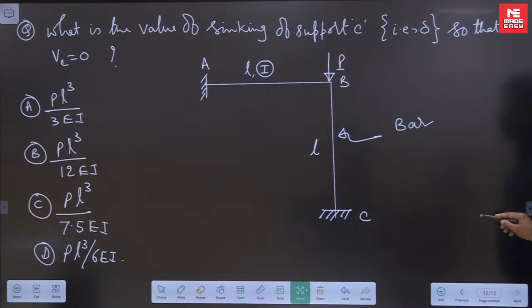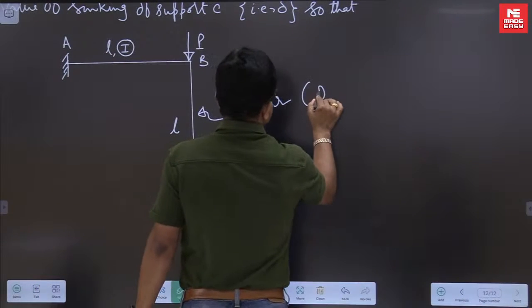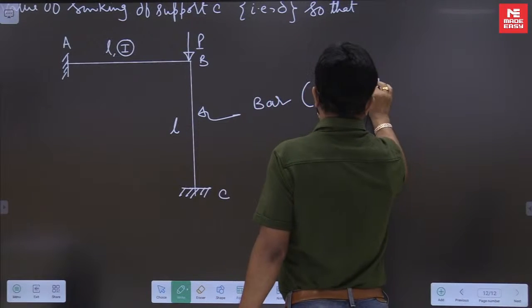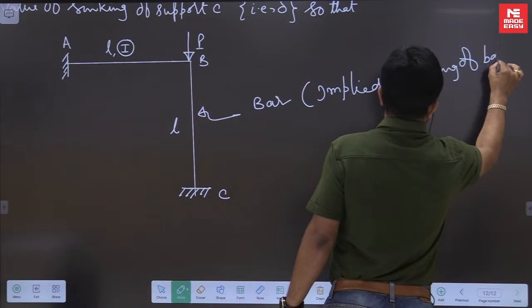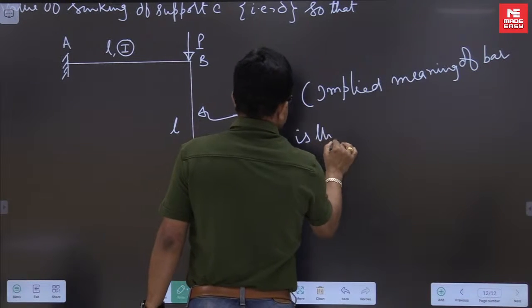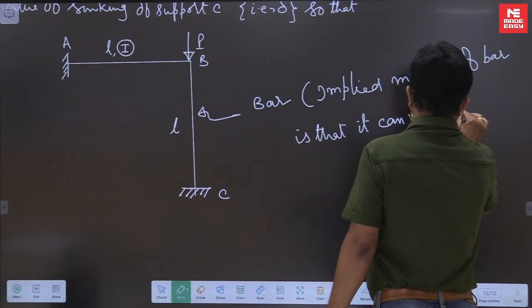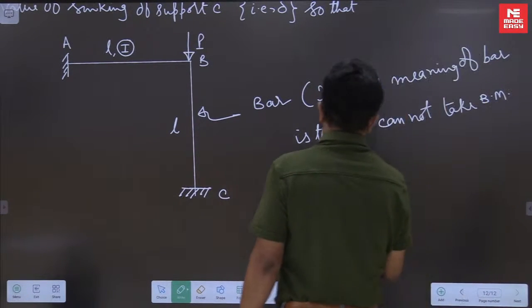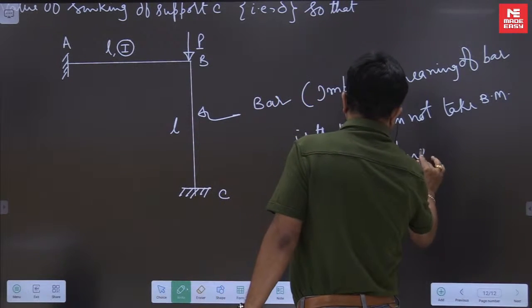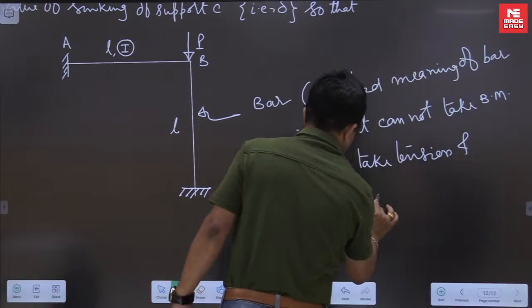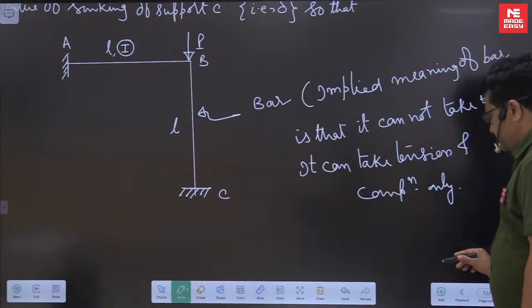This is the question. The implied meaning of bar is that it cannot take bending moment. It can take tension and compression only. Okay?